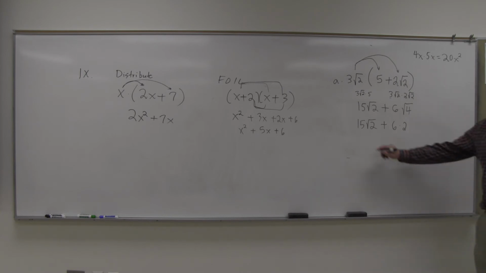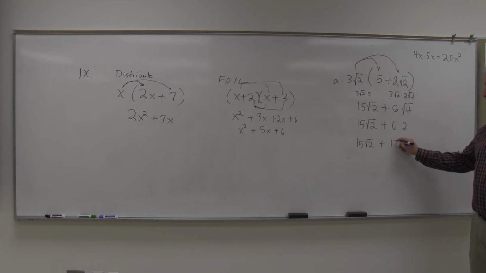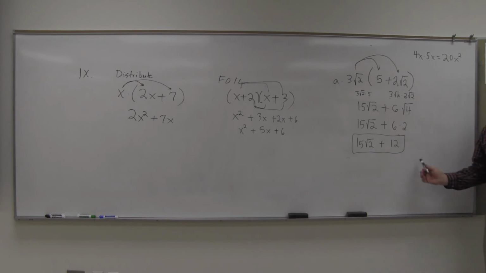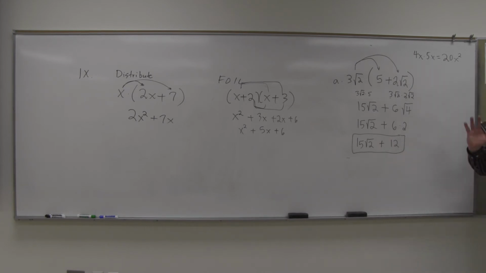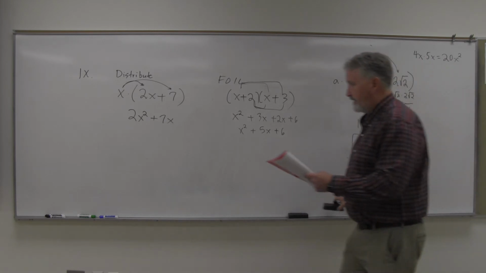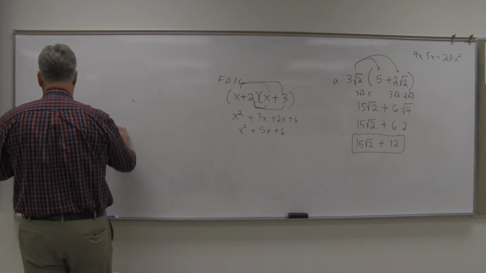All right. So you've got 15 square root of 2, and then plus 6 times 2, you can go ahead and do that, 12. And that's going to be the answer. I can't combine those because they're not like radicals. When we add, we have to have like radicals. So it had to be the square root of 2 over here also. All right? Any other question?